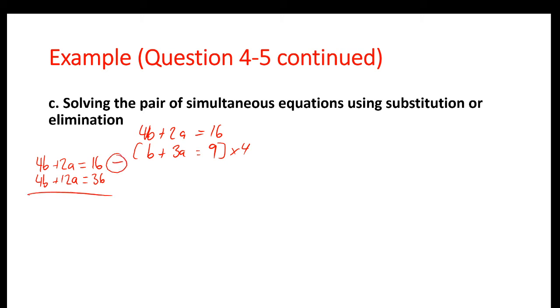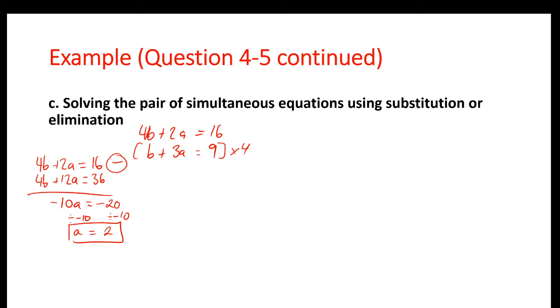So 4b minus 4b is equal to 0. 2a minus 12a is equal to 10a, and equals 16 minus 36. Oh, sorry, that's a negative 10a. Negative 10a. And 16 minus 36 is equal to negative 20. Now, to get the a by itself, I'm going to divide both sides by negative 10. And that should leave me with a is equal to 2. So in this case, negative 10a is equal to negative 20. So 10a is equal to positive 20. So a is equal to 2.